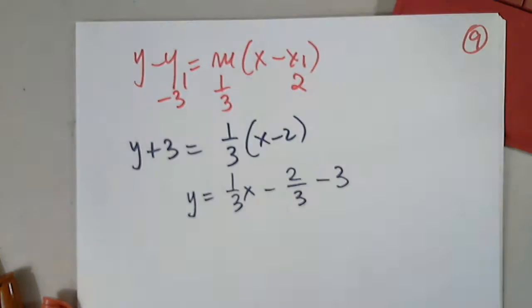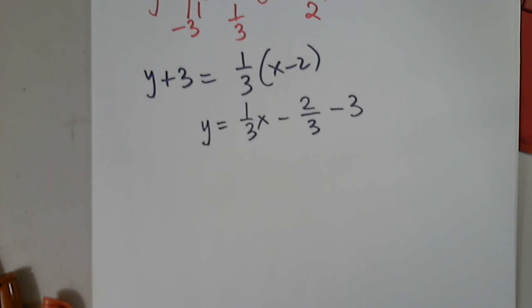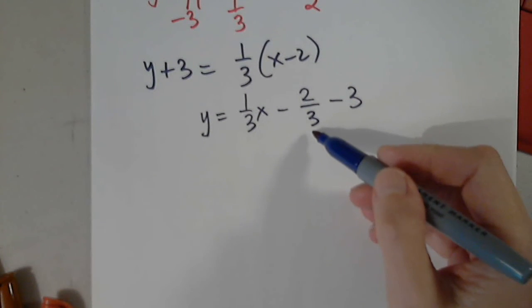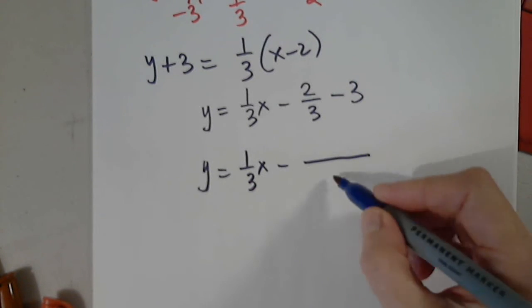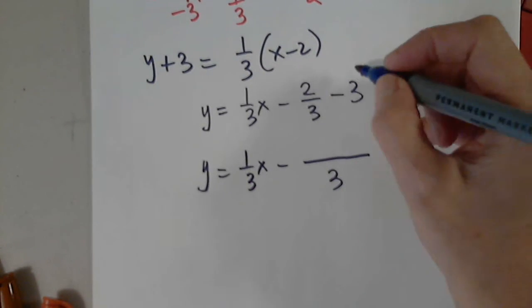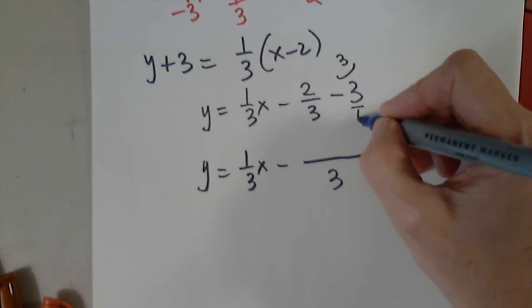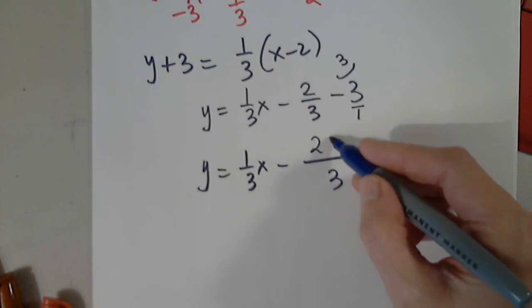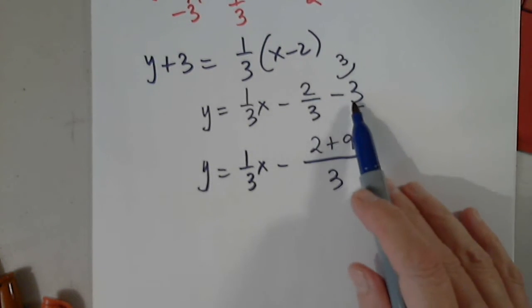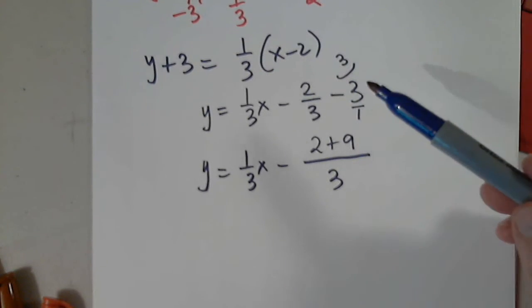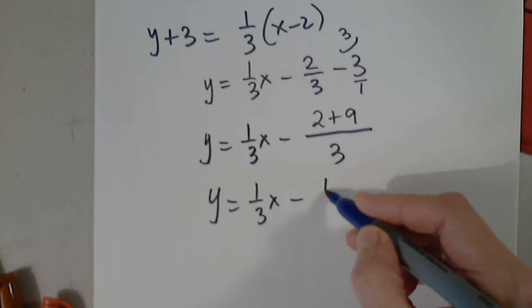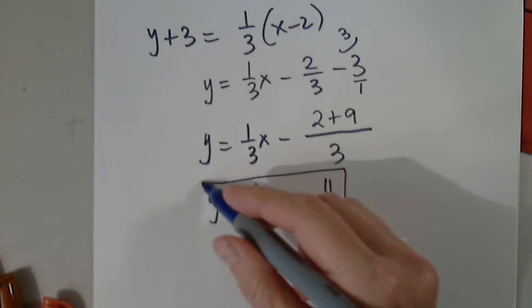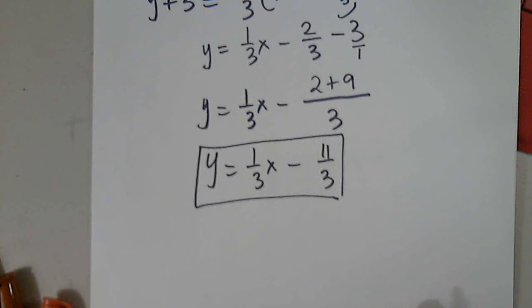So when I bring negative 3 to the other side, obviously I have to find the least common denominator, which is 3. So then this is 1/3 x minus, both are negative, so this one needs a 3 because it's over 1. So I have 2 plus 9. Both are negative. I have to add them. So 2 plus 9 would be 11. So y equals 1/3 x minus 11 over 3. This is the equation of the line passing through the given points.